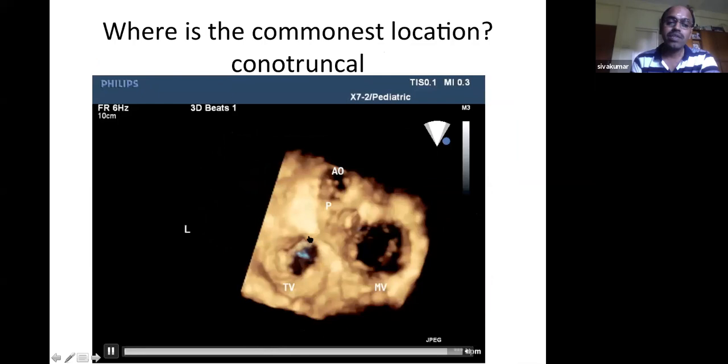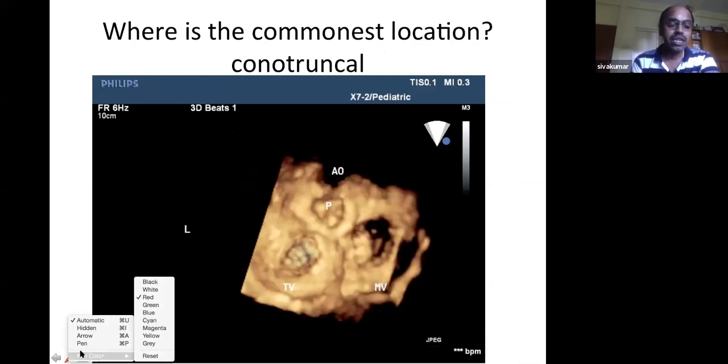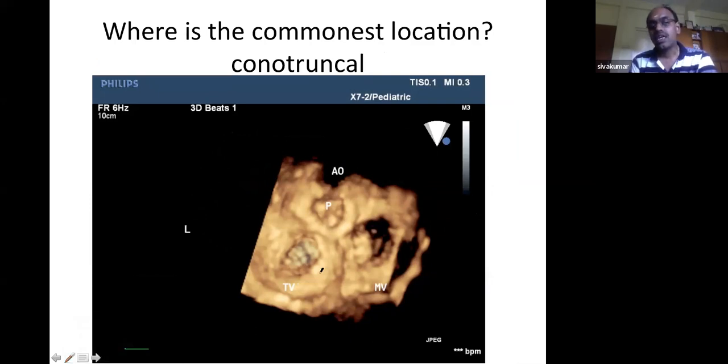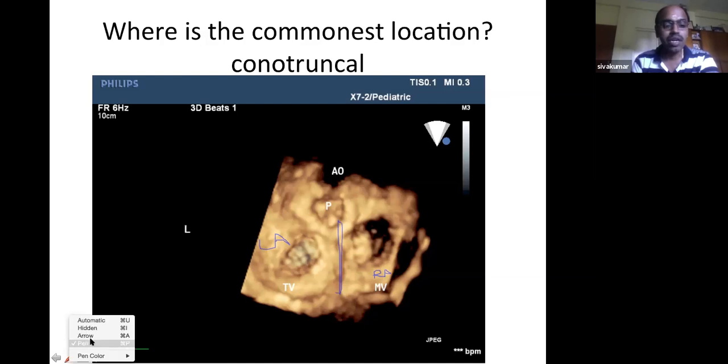So if we look at this again, I'll freeze it. This is the tricuspid valve. This is an anatomically appropriate display. We are able to see the left atrium here. This is the right atrium. So this is like the surgeon's view. This is the plane of the atrial septum, and this is the plane of the ventricular septum.